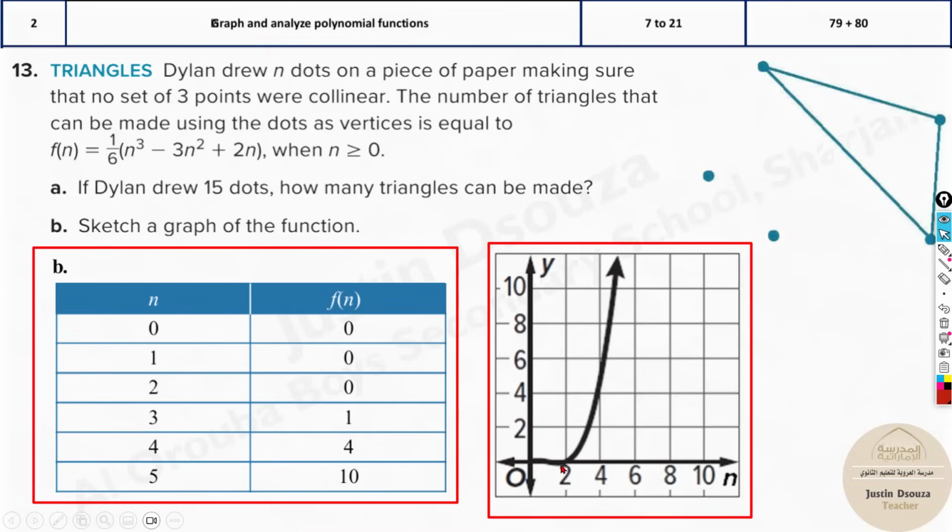0 is 0, 1 is 0, 2 is 0. What about 3? It's 1. 4, you can see it's 4. And over about 5, it's 10, and it increases. So this is the rough sketch. But see, you don't have to sketch it. There will be options. So just graph it out in the calculator and match the correct graph. Eliminate the others.